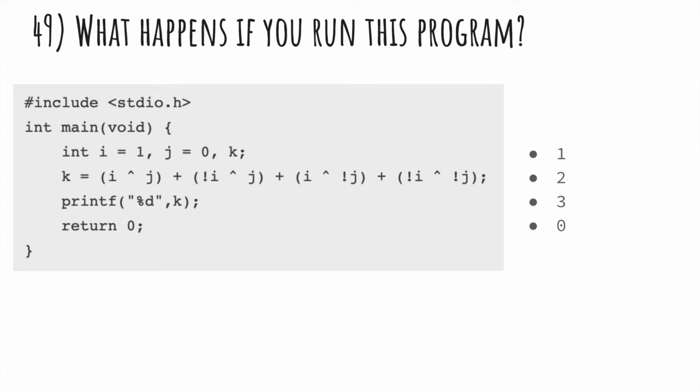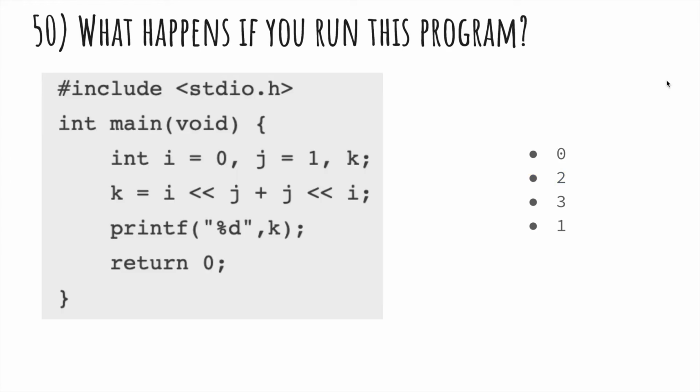In the next question, we have an exclusive OR. So I exclusive OR J, that means only one can be true, but not both, and that's true, so 1 plus not I, 0, exclusive OR J, so 0. So 0 exclusive OR 0 is 0. So we have 1 plus 0 plus I or not J. And because both of those would be true, and it's an exclusive OR, it evaluates to false. So true plus false plus, and not I exclusive OR not J is true. So true plus false plus true is 2 statements that are true.